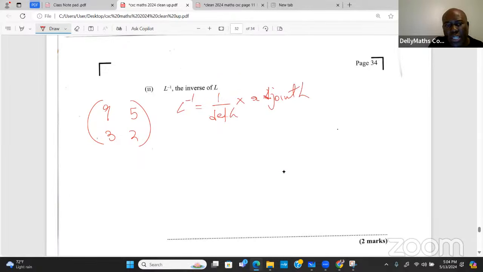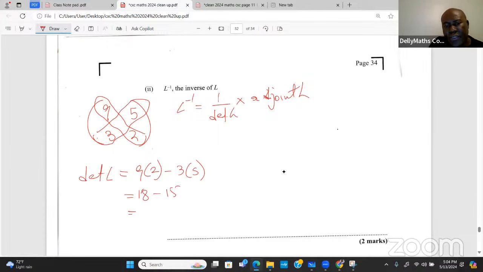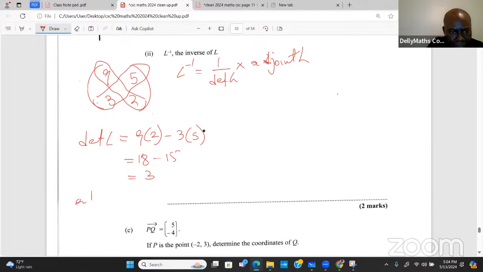All right, so let us find our determinant. Our determinant of L is equal to the product of the main diagonal subtract the product of the other. So it is 9 times 2 minus 3 times 5. So this is giving us 18 minus 15, and this is 3. So the determinant is 3. Let's write what the adjoint is. The adjoint of L is 9 and 2 will switch places, and we have a -5 and -3. So with the adjoint, you switch the main diagonal and change sign for the other diagonal, right?